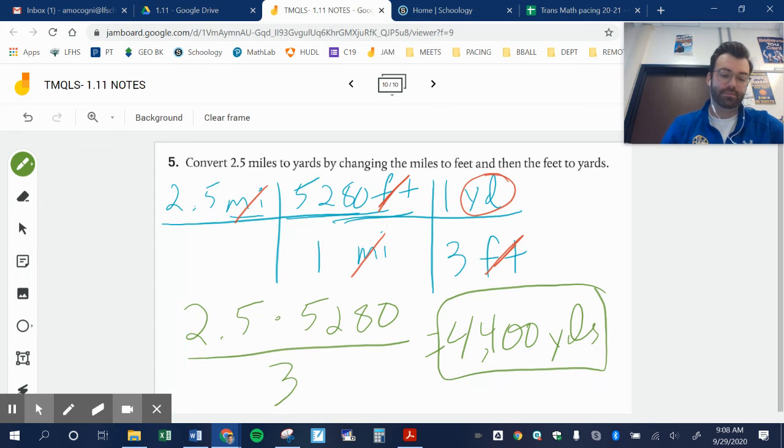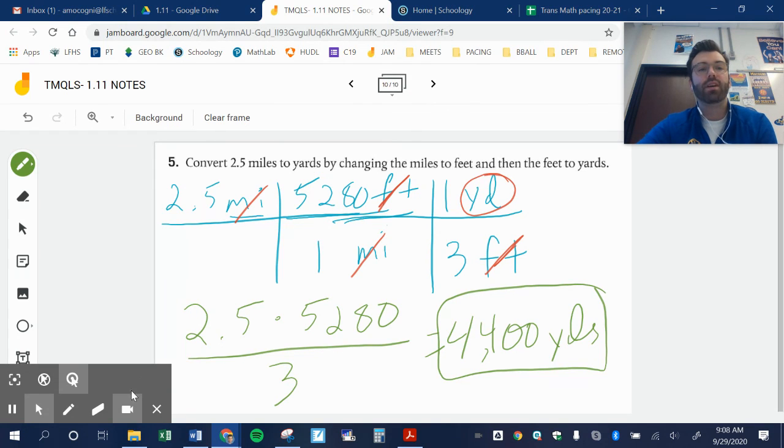All right, that is the end of our lesson for today. What did we learn? We learned how to convert units by multiplying or dividing. All right, let me know if you have any questions.